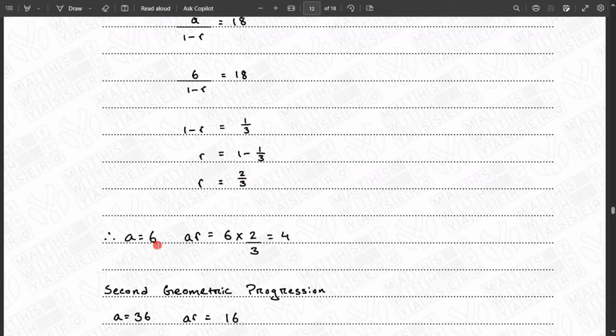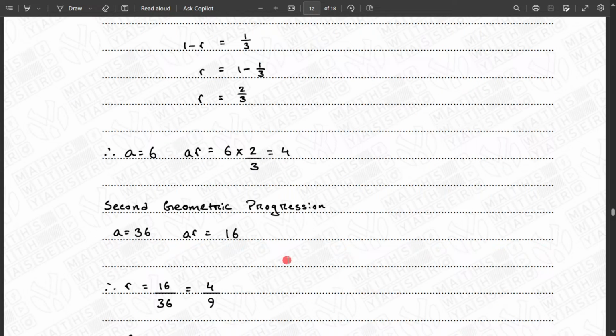So a is 6 and ar, which is the second term, should be 6 times 2 over 3, because a is 6 and r is 2 over 3. So the first geometric progression has the first term as 6 and the second term as 4. Now for the second geometric progression, it's said in the question that the terms are squared. That means the first term should be 6 squared, which is 36, and the second term will be 4 squared, which is 16.